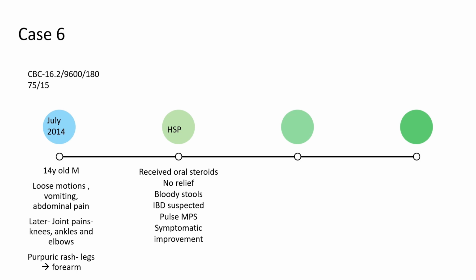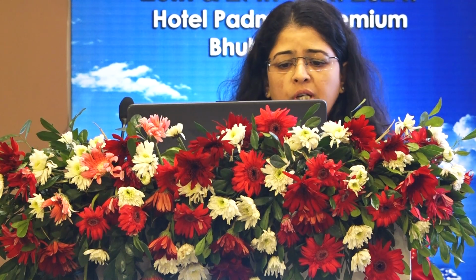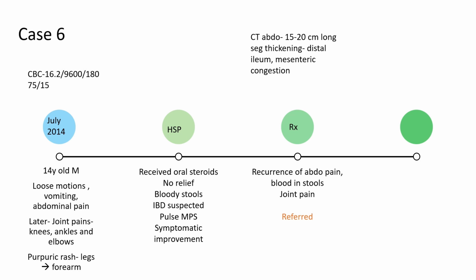For the next 2 or 3 days he was symptomatically better, but he developed blood in stools. Subsequently the pediatrician suspected IBD, and with that gave a pulse methylprednisolone. He did improve symptomatically, but a few days later he still persisted to have bloody diarrhea, abdominal pain, joint pain, and at this point a CT was ordered, which showed 15 to 20 centimeter thickening of the ileum with some mesenteric congestion. So with the diagnosis of HSP, GI involvement and perhaps extended spectrum, he was referred for further management.